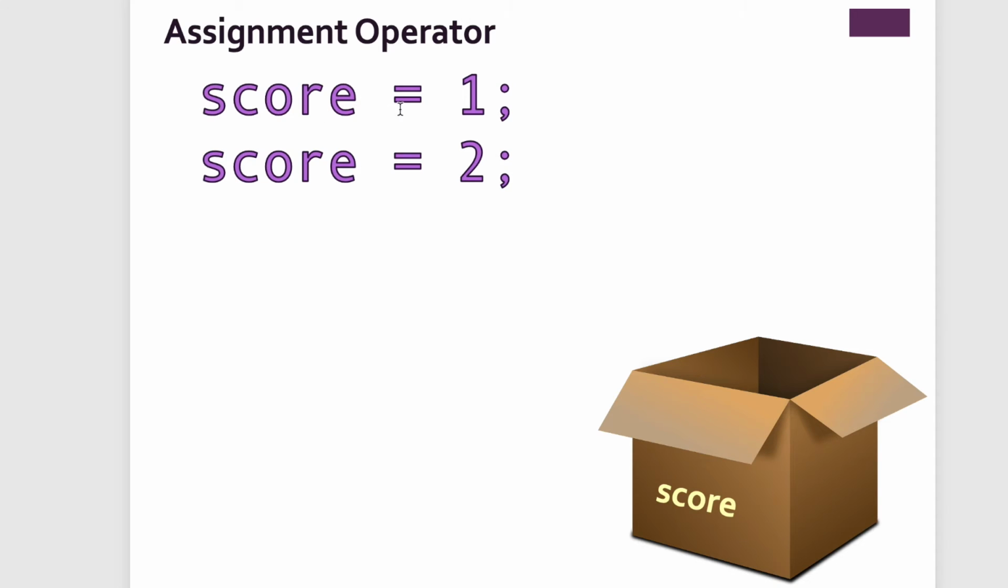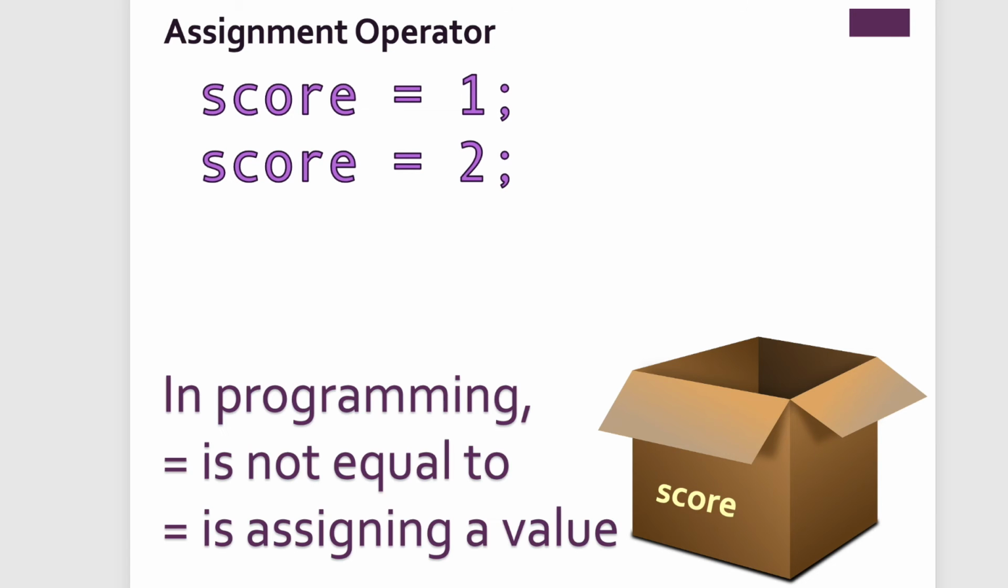In this case, we have score with a value of 1, and then we have score with a value of 2. In math class, this would be a little weird because how could score be equal to 1 and score also be equal to 2? That is because in programming, this is not equal to. This is assigning a value. If we want to check for equality in programming, we use 2 or 3 of these equal signs, not just 1. When we just have 1, we are assigning a value. So that's one of the ways that we have to shift our thinking from math class.